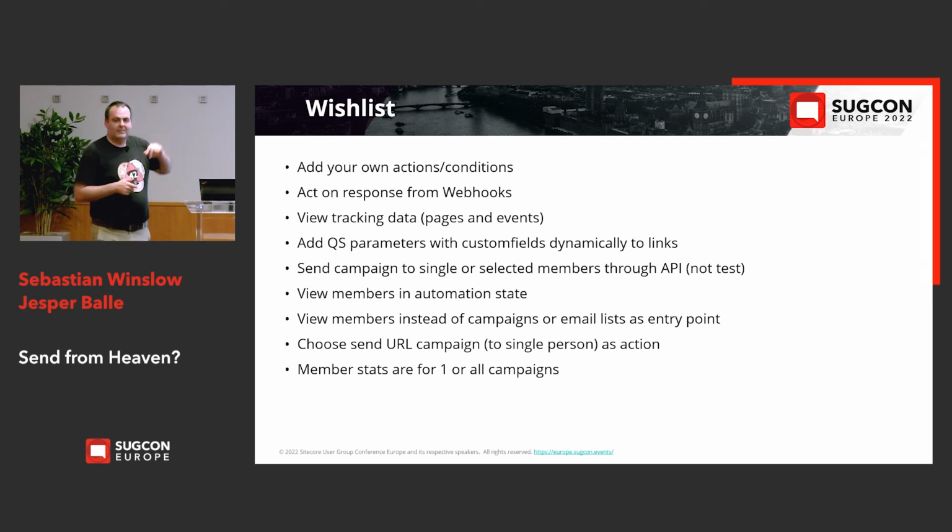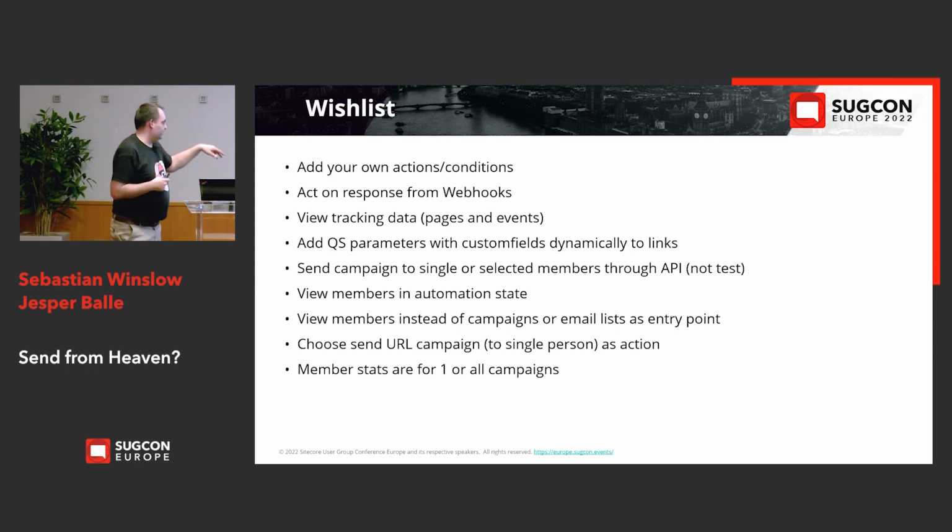View members in automation state. We know this from Sitecore. I can see exactly who is in what stage in the automations that you cannot do in Moosend. View members instead of campaigns. So that's just the entry point on how you perceive data. Do you go to the list? Do you go to the campaign? Or do you go to the member and see cross campaigns?